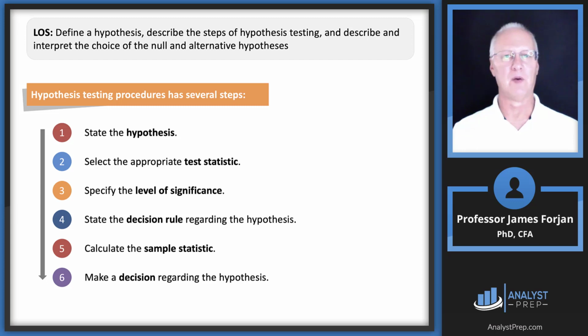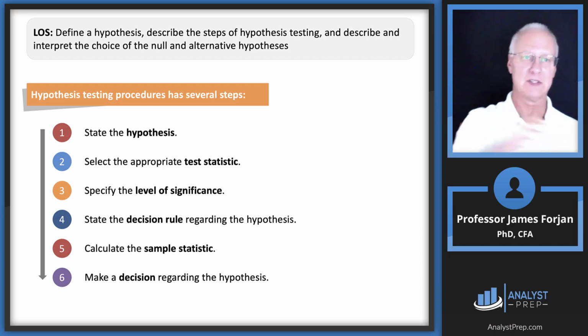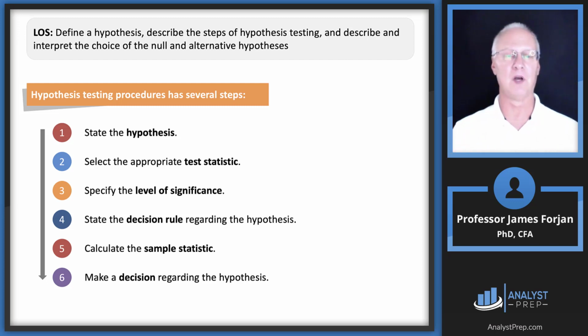Second part of this LOS, describe the steps. And I've described these kind of loosely so far, but let's do it in a more formal setting. So state the hypothesis, right? Gravedigger is the best monster truck driver out there. Select the appropriate test statistic. Now, if we can say that monster truck heights and lengths and noise follow a normal distribution, then maybe we can use a Z statistic or a T statistic.